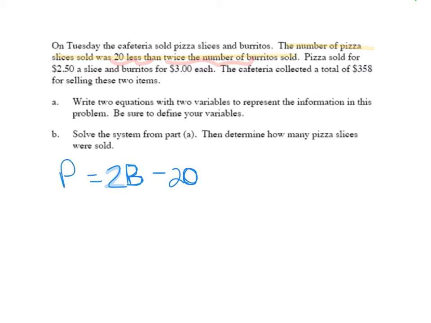And I'll write myself a key for part A. It says write two equations with two variables to represent the information. Be sure to define your variables. So I'll just say that B was the number of burritos and P was the number of pizza slices.